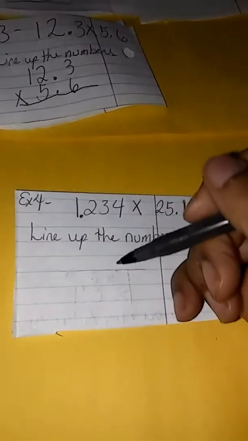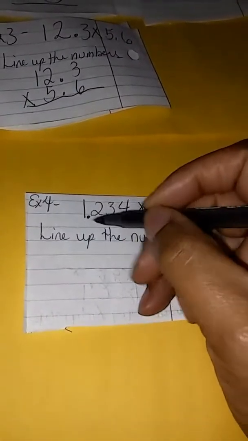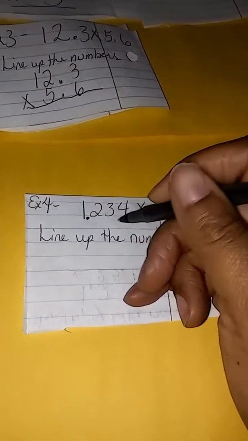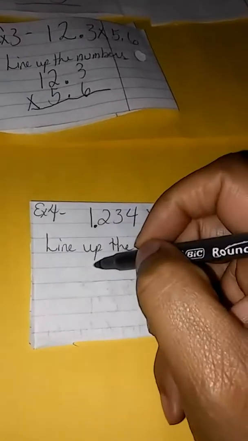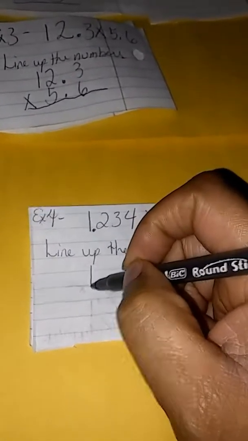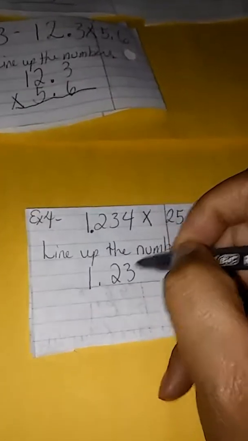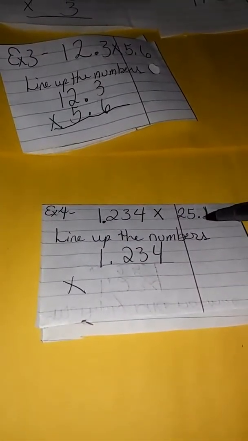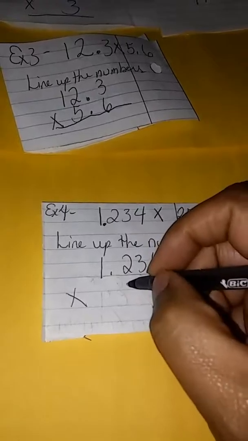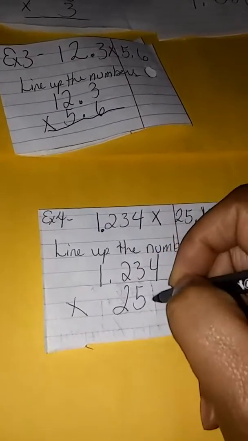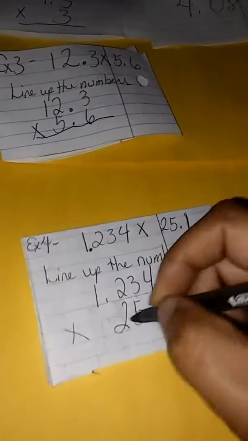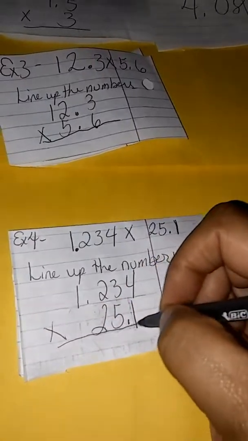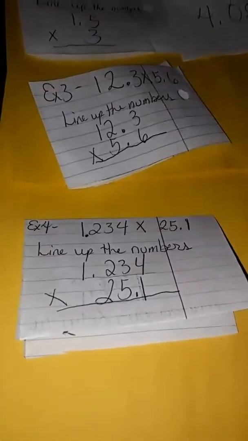Part 4, last problem. It is 1 and 234 thousandths times 25 and 1/10. So it says line up the numbers. So we're going to have 1.234 times 25.1. And we do it like that.